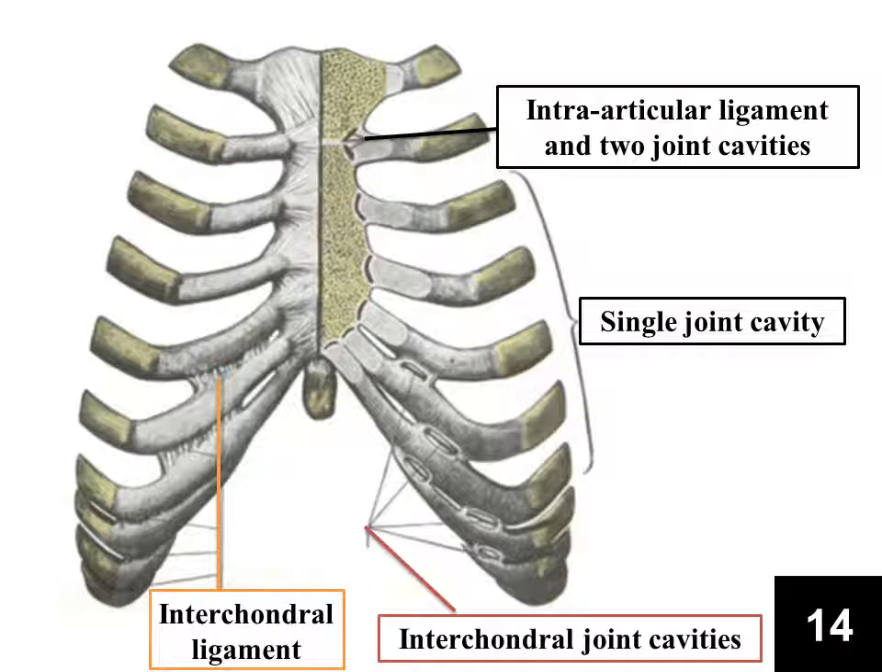Now the joint between the contiguous margin of the 9th and 10th costal cartilage is fibrous. Between the 9th and 10th, the interchondral joint is not synovial; rather, it is a fibrous joint. Now let's come to another joint.